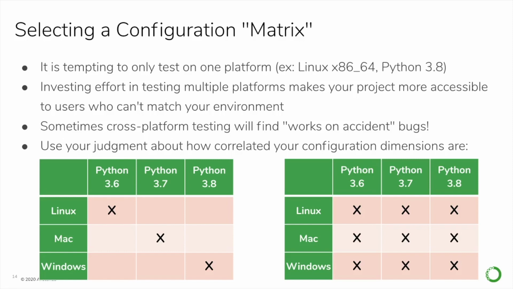Now, one thing to think about is that although you may want to test several Pythons on several platforms, you don't have to necessarily test all combinations. You'll have to use your judgment about how sensitive your project is to correlations between things. If you check on Python 3.6 and on Windows, do you need to check on Python 3.6 and Windows at the same time? Maybe you don't. Maybe you do. So it's worth thinking that through, and maybe starting with a more orthogonal matrix like on the left, and then moving toward something on the right if you start seeing bugs that crop up that are correlated between dimensions.